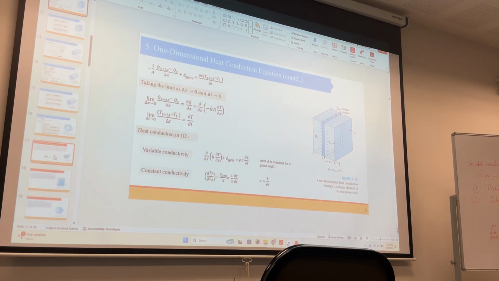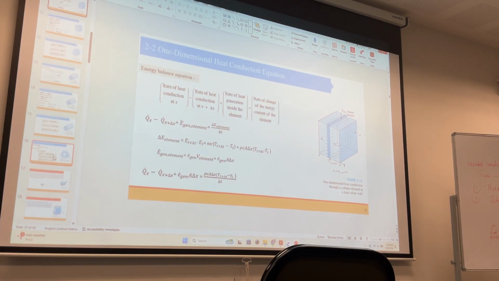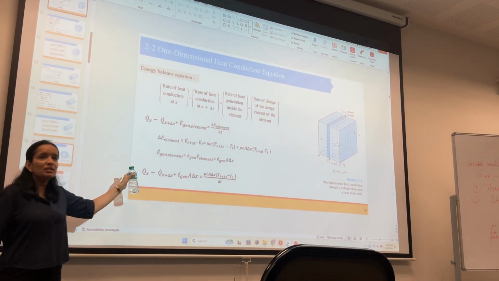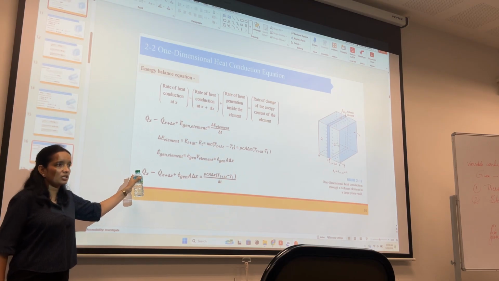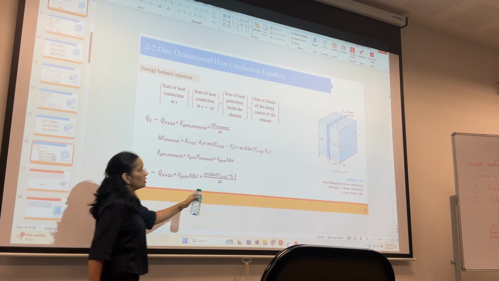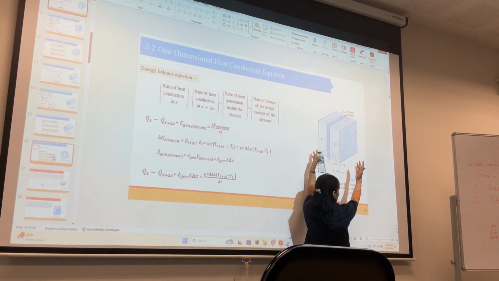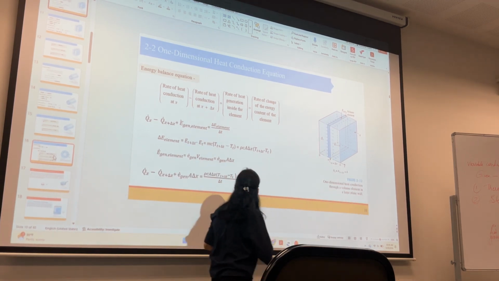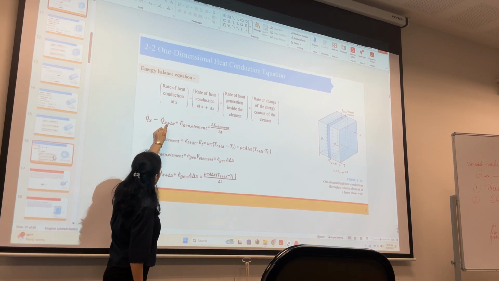This was the plane wall, where the heat transfer is happening in one direction. Now we are studying heat transfer in 3 dimensions. So this plane wall is now a rectangle. We will also add y and z.